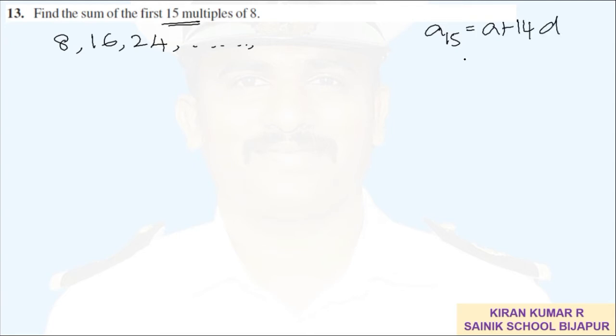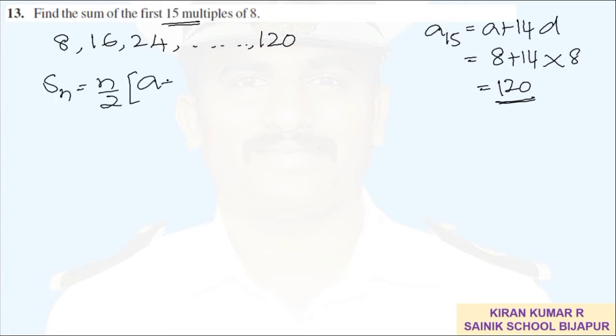Here, what is the common difference? The common difference is 8. So 8 plus 14 times 8, on simplification we get 120. So the 15th term is 120. Now find the sum of n terms using the formula.